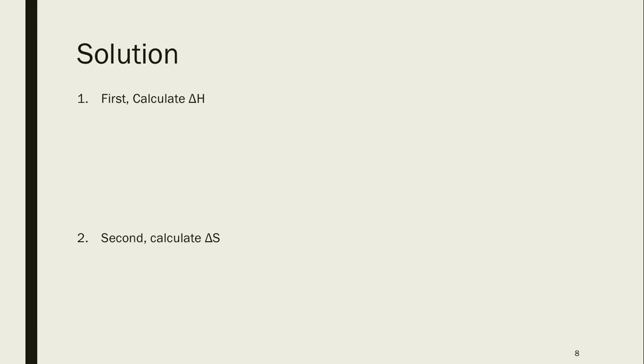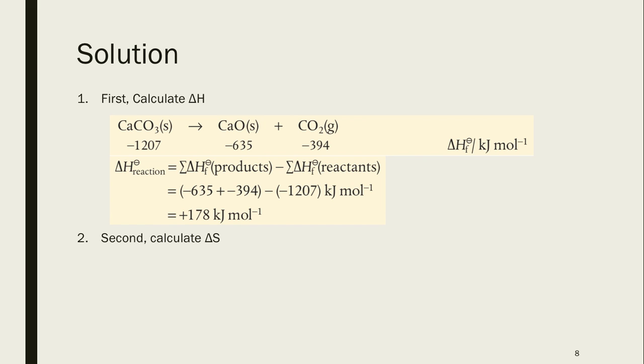But the first thing we have to do is calculate delta H. We have to calculate the change in enthalpy. So from our equation, which is the thermal decomposition, which you can see on the slide there, we are given the enthalpy of formation. When you see enthalpy of formation, you have to do sum of the products minus sum of the reactants, taking into account any coefficients. In this case, they're all 1, so that's not going to play a role here. So you do products minus reactants, and you get an enthalpy change of 178 kilojoules per mole.